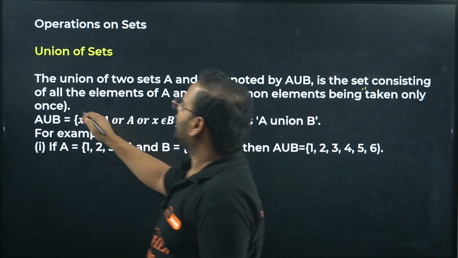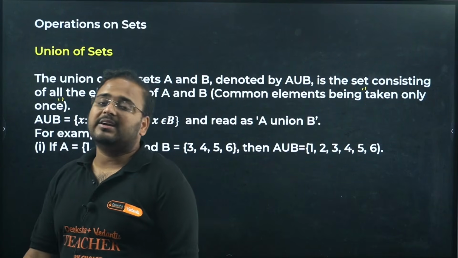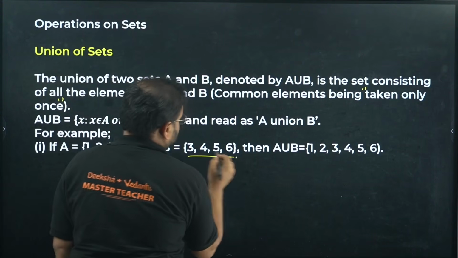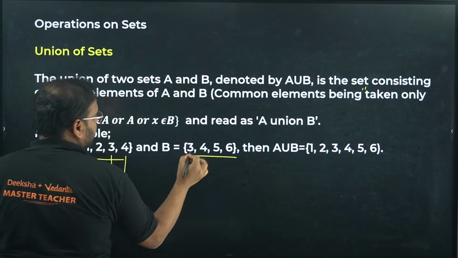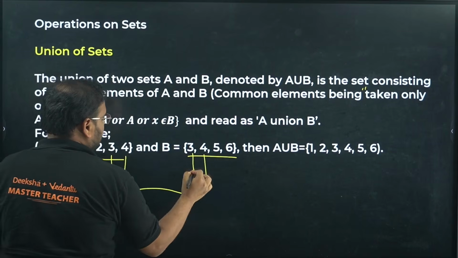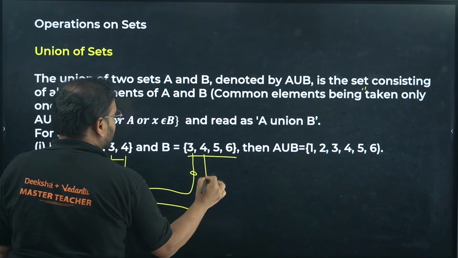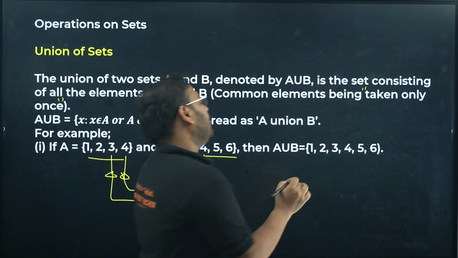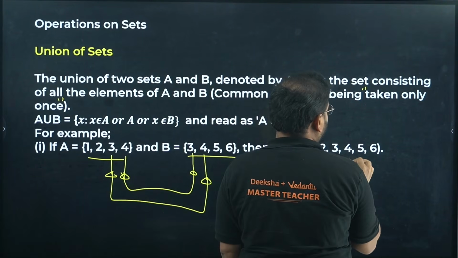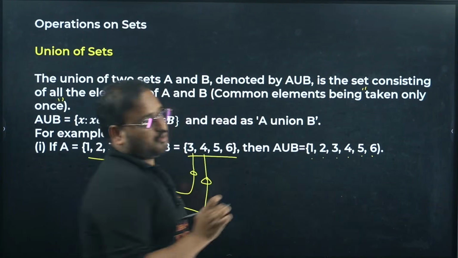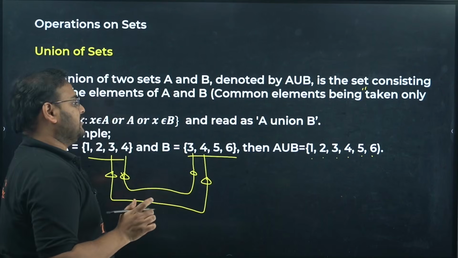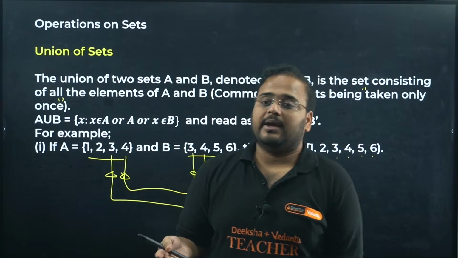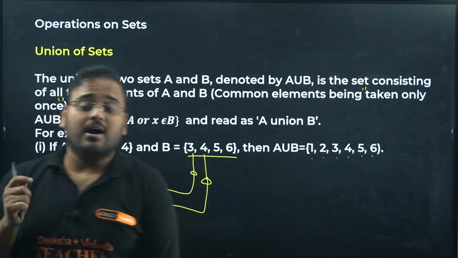Each element is taken only once. You cannot repeat an element. Example: 1, 2, 3, 4 and 3, 4, 5, 6. Check here. 3, 4 repeats. Sir, will we keep this 2 times? No. Will we keep it no times? No. We'll keep it only once. So the answer will be 1, 2, 3, 4, 5, 6. This represents a union. So you have to remove the repetition. That's what matters. You have to combine all the elements of all the sets that you're talking about in the union, but you have to remove the repetition.